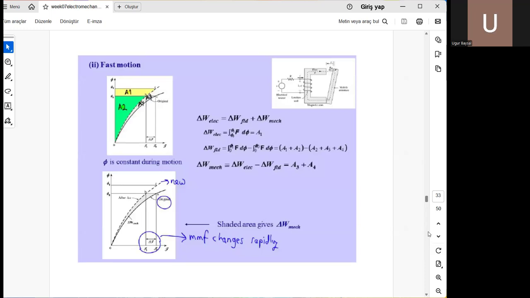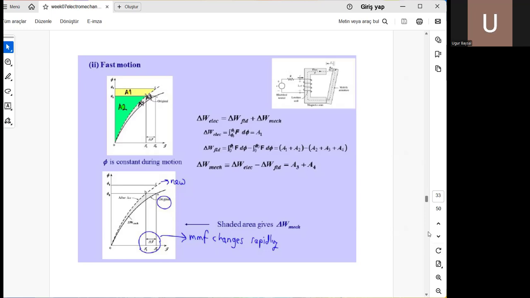Change in the electrical energy results in change in the field energy in the magnetic loop and change in the mechanical energy. So as we follow from the equations, from the topmost to the second, change in the electrical energy is transformed to the magnetic circuit properties, integrating MMF from phi 0 to phi 1 results in a change in area, in A1, okay?